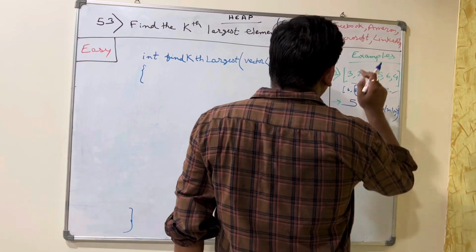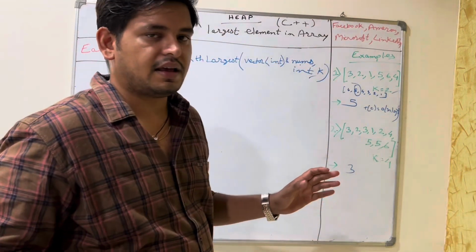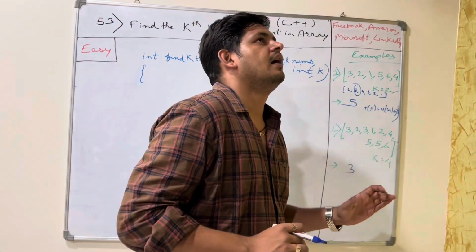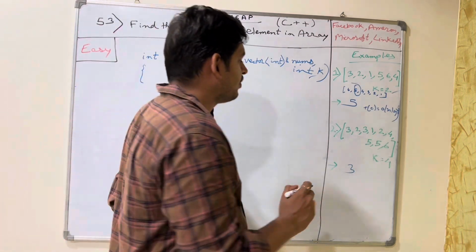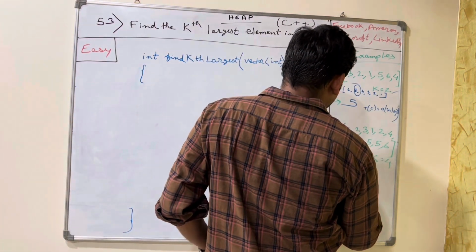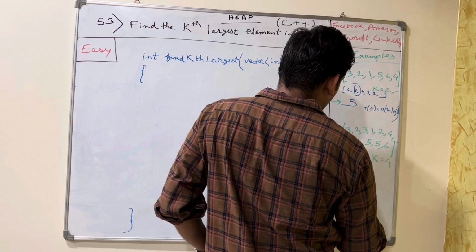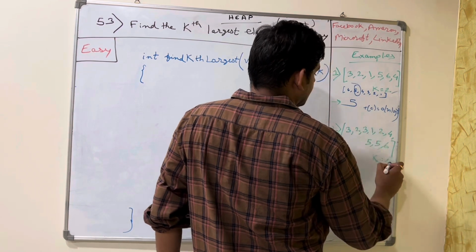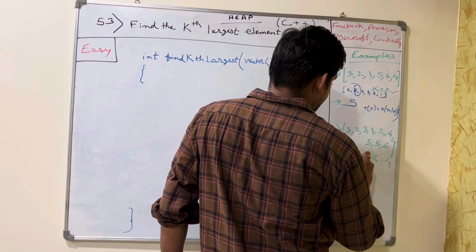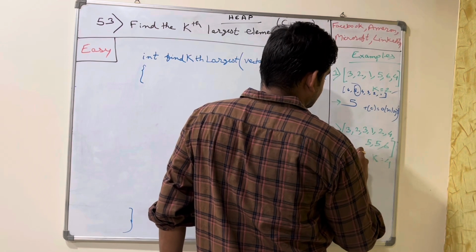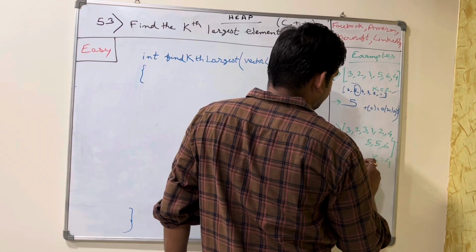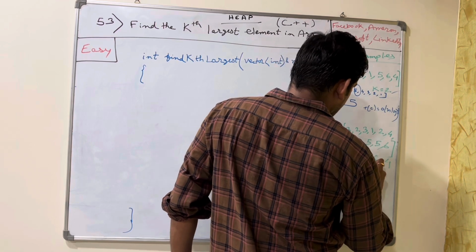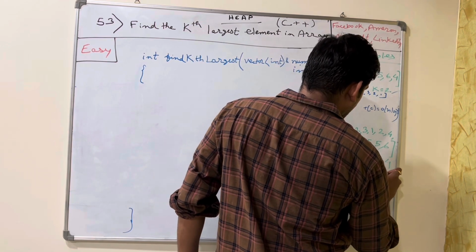So how do you optimize this? You are taking order of n log n. Since we need to find the fourth largest, and the elements are coming multiple times, it would be 6, 5, 5, 4, 3, 3, 2, 1.